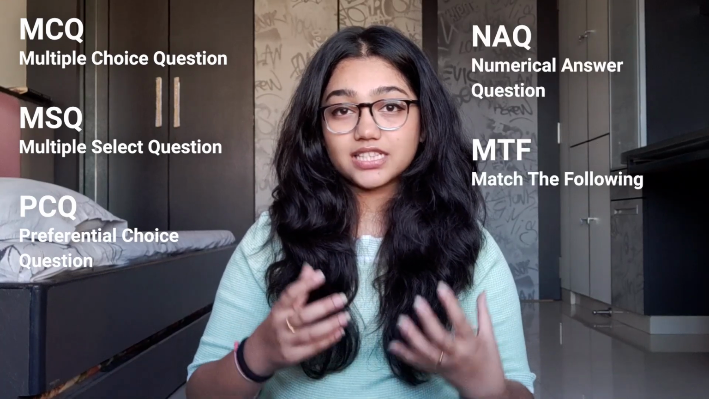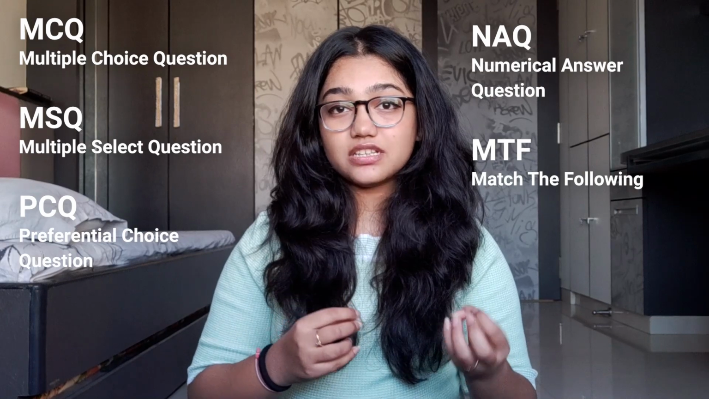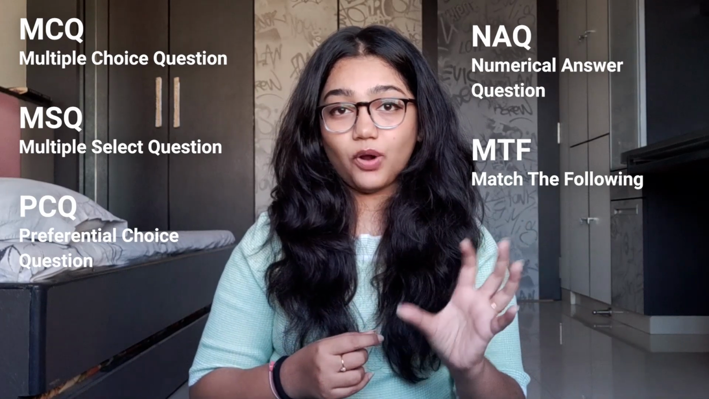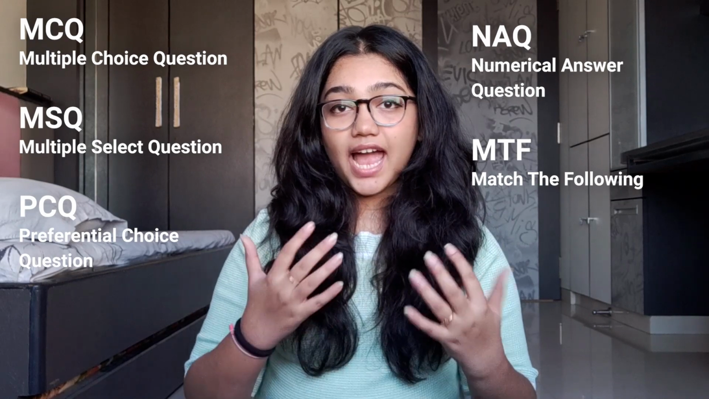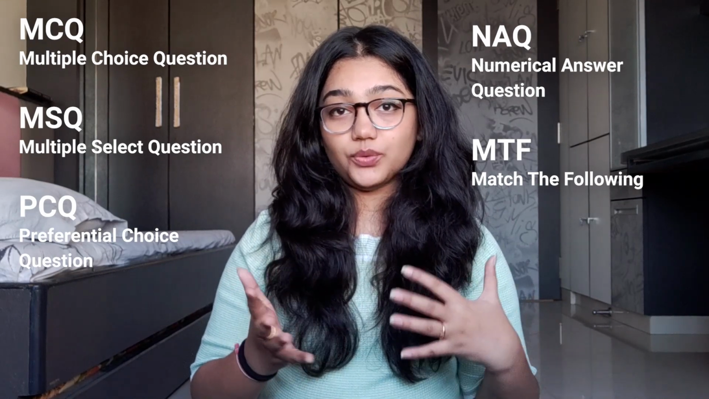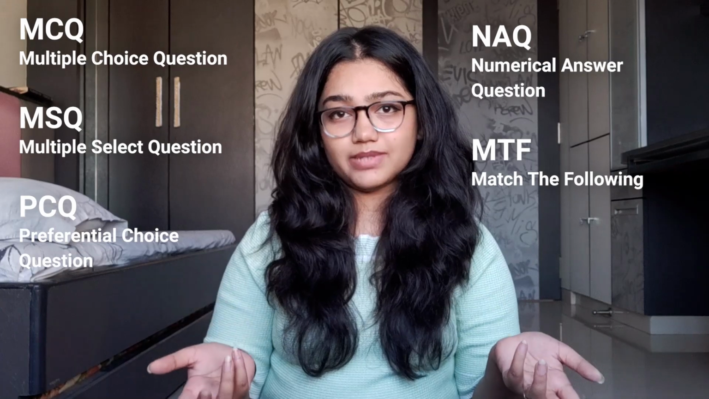The next one is preferential choice questions, where you have to choose your preference. They have allotted a certain amount of marks for each of the options, and then they'll judge you based on what your preference is. The next one is the numerical answer questions, which is a math problem where you have to calculate and write down your answer. And the last one is match the following answers, which is, I think, self-explanatory.